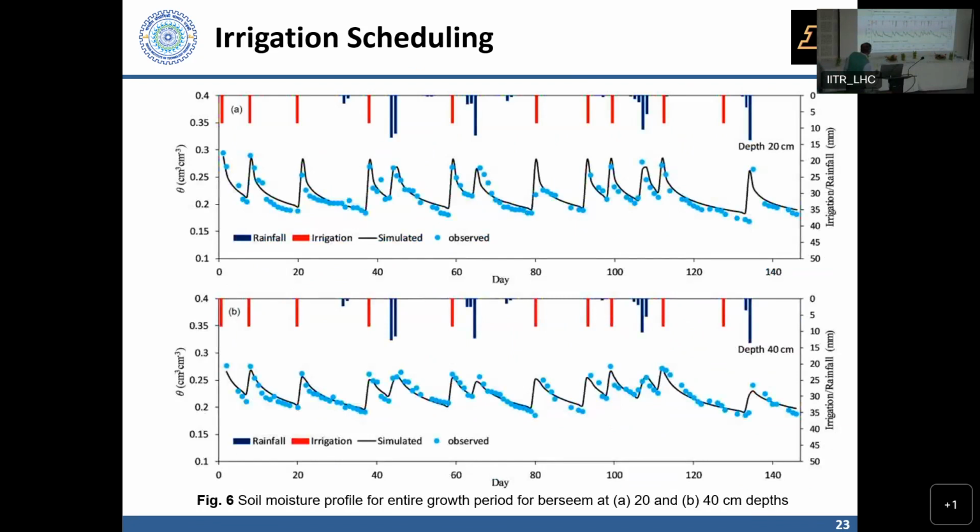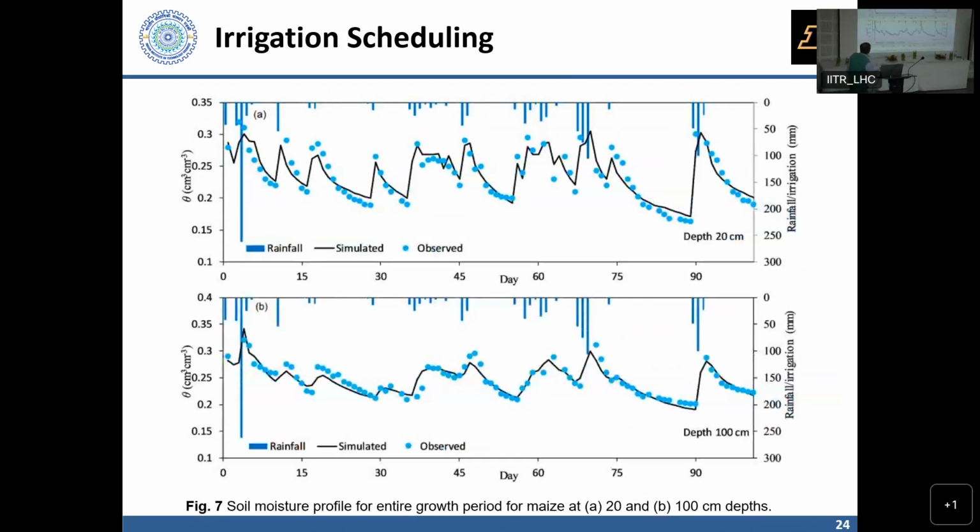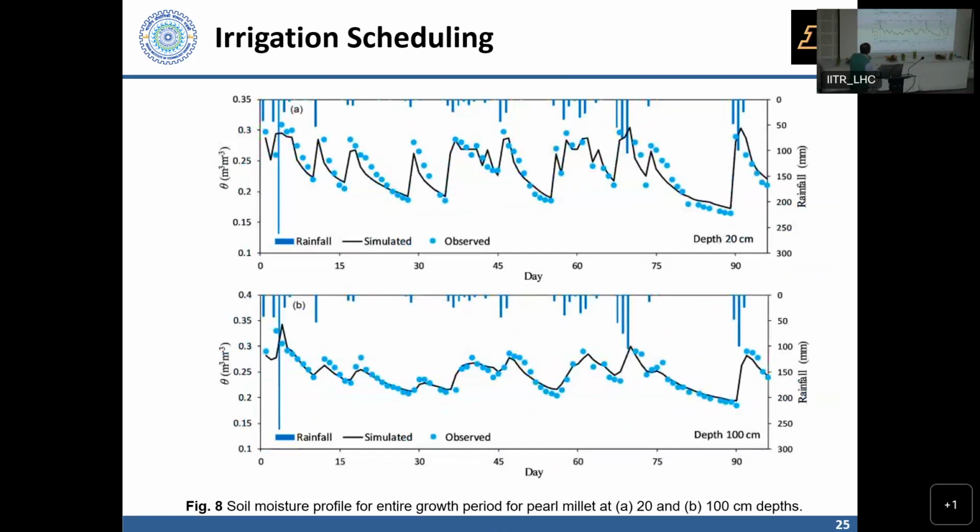The same is the case for bersin. All these plots show that the numerical model is quite capable of capturing the soil moisture status in the root zone quite well.